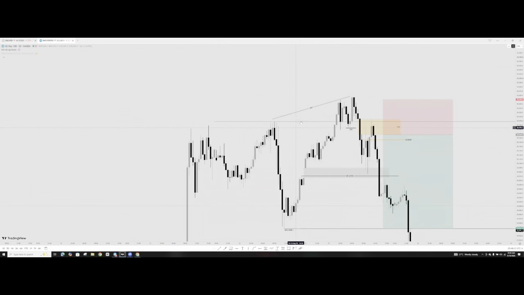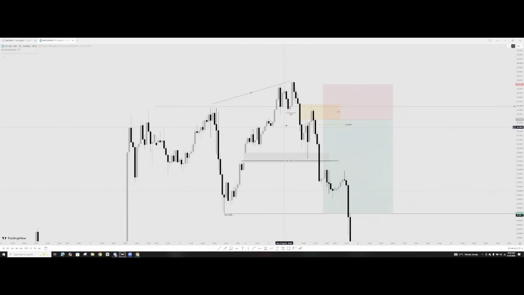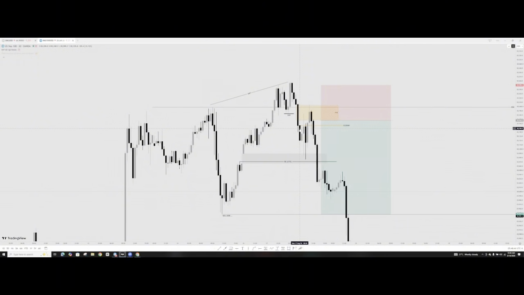So liquidity has been taken, and then this is the draw on liquidity below, the sell side. This is the structure, and you can see the time this structure formed. It formed during the lunch hour, but this fair value gap was created around 8 a.m. New York local time. And then this is our 8:30, and you can see the open price.